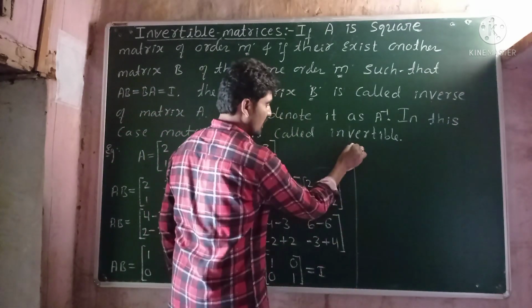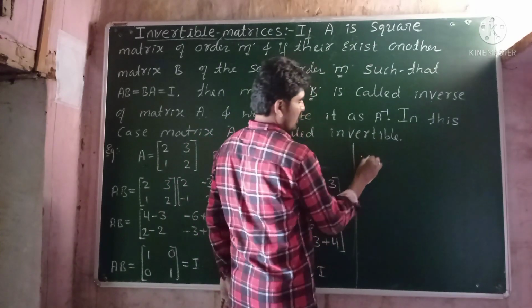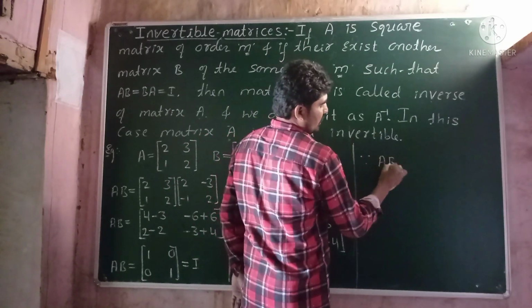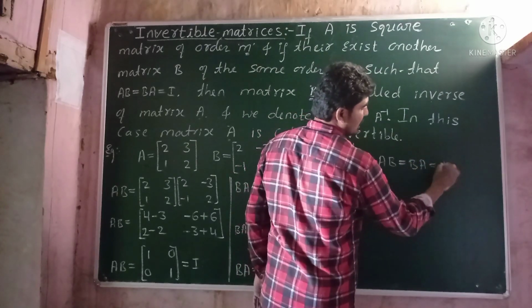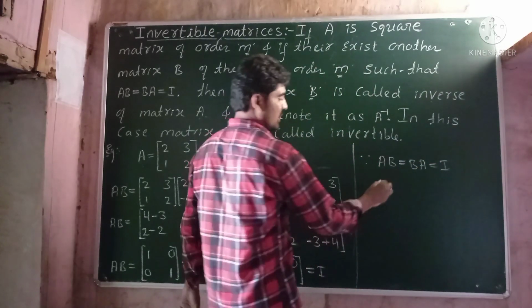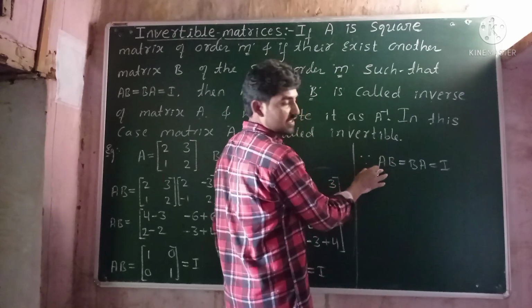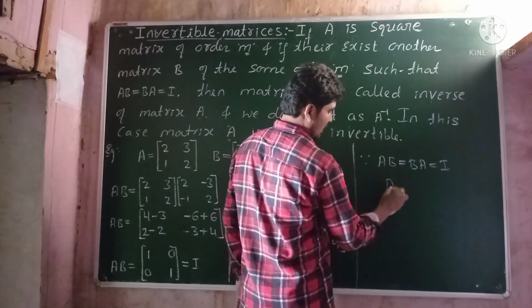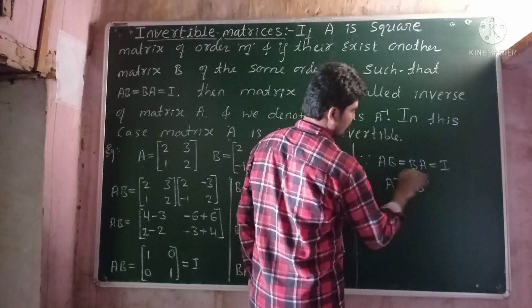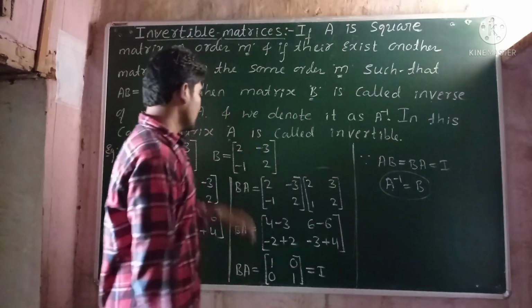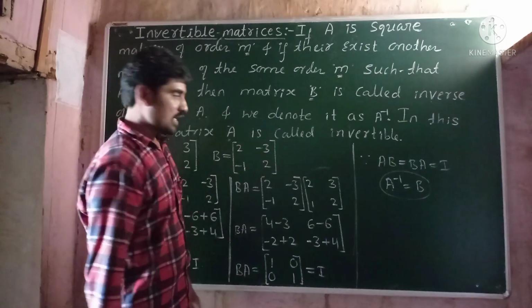So finally, AB is equal to BA is equal to I matrix. Hence, matrix B is the inverse of the matrix A. Therefore, A inverse is equal to B matrix, that is, [2, -3; -1, 2].